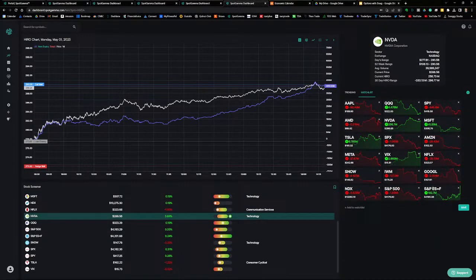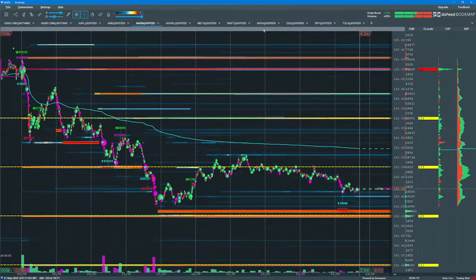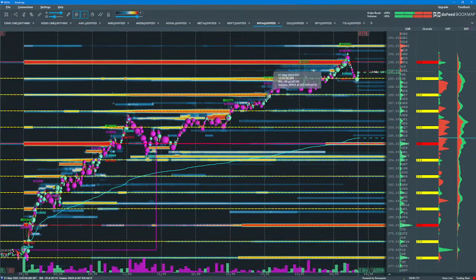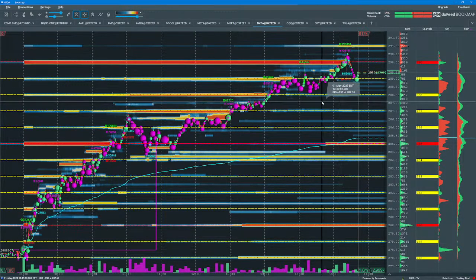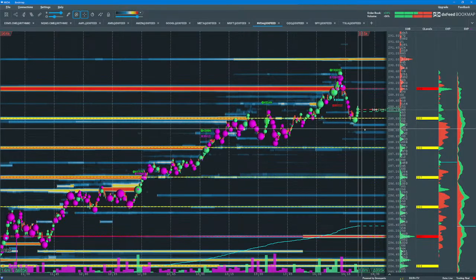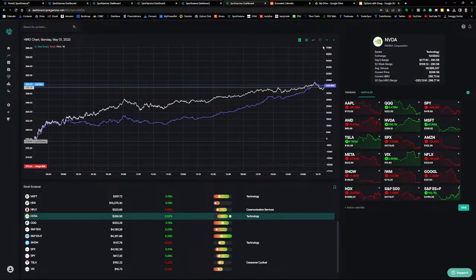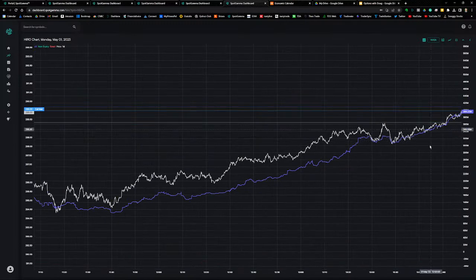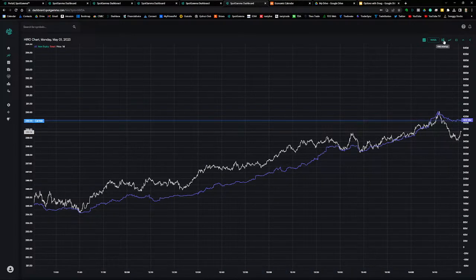We'll go to Bookmap, go to NVIDIA, and so far that was good for a 1-point reversal. Looks like bullish order flow coming in again. Let's go back and take a look at Hero, and we'll take a closer look. Zoom in. Let's go back to a shorter look back period.